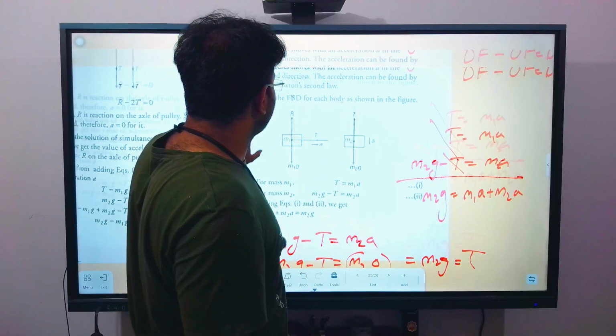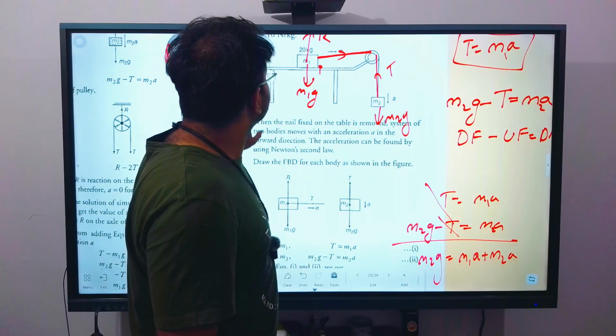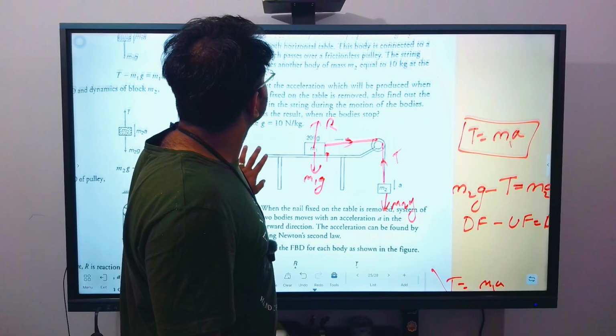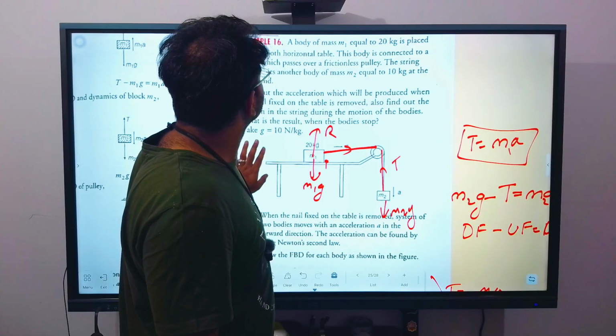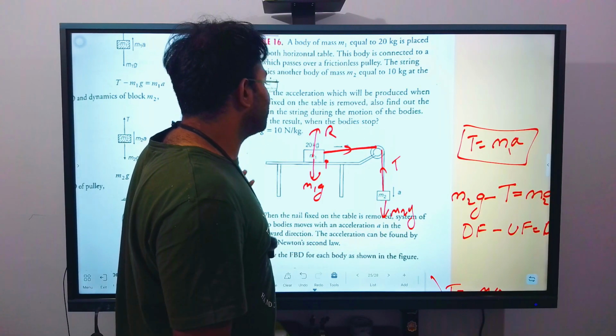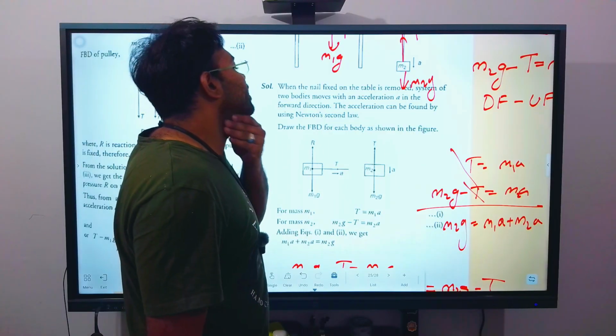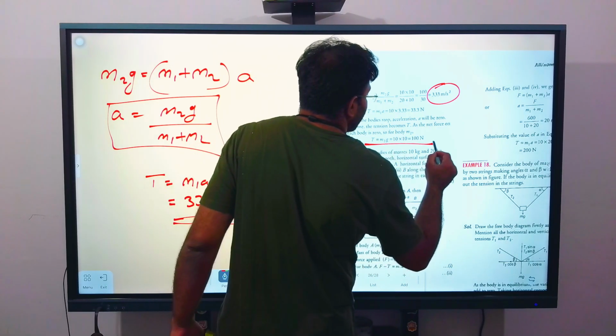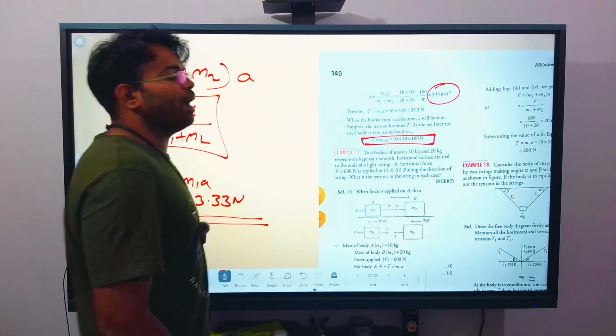So what is the value of M2? M2 is 10 kgs. Okay. So 10 kgs multiplied by 10, you will get 100 newtons. Exactly. So tension will become equal to M2G.